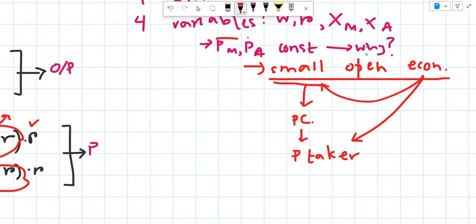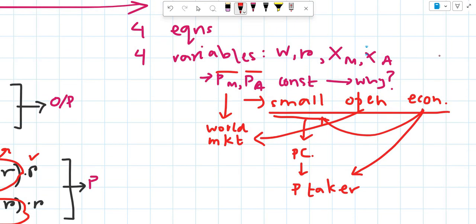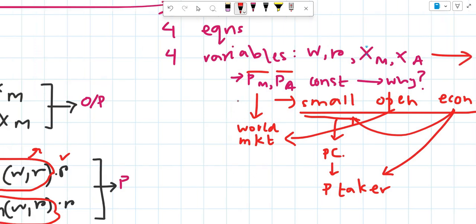That means PM, PA are all determined in the world market. So the prices of the commodities are all determined in the world market, and the economy has no control over them. Because where does open come? World market. So the prices are determined in the world market. That is where the open word is coming. And the economy is small. That is why the economy cannot control the prices. So the economy is a price taker. So the world market prices are taken by the economy. That is why it's a small open economy. So PM and PA are constant. So my only variables are W, R, XM, and XA.